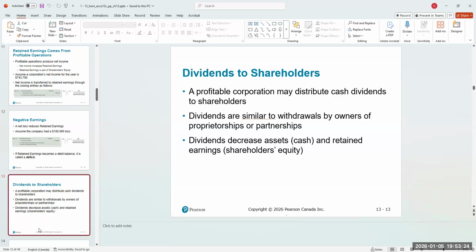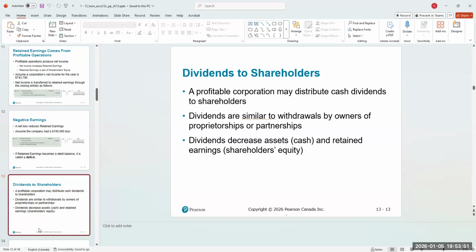Now the dividend to the shareholders. Let's imagine the company is profitable, everything goes well, the sales are more than expenses. So we have the income. That income is transferred to the retained earnings. That means these investors can now enjoy some payback. What will be their payback? Payback will be dividend.